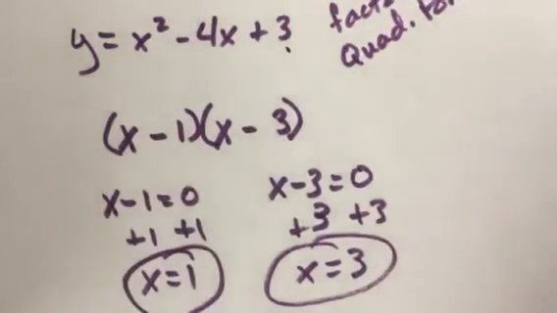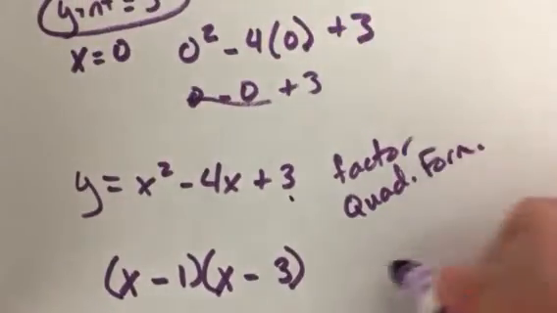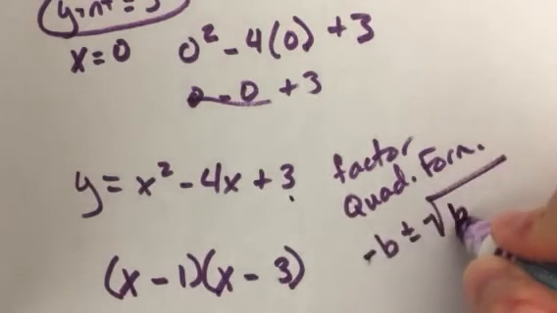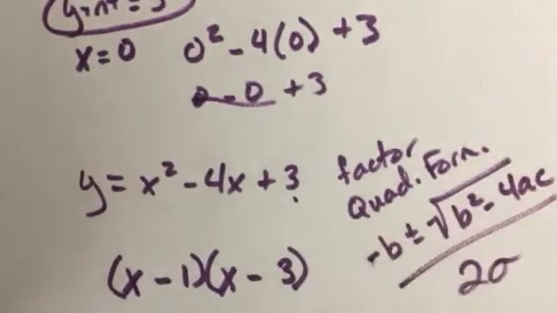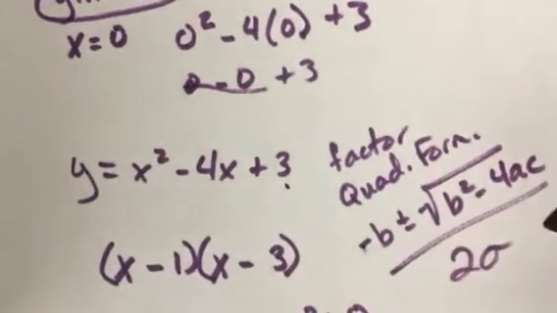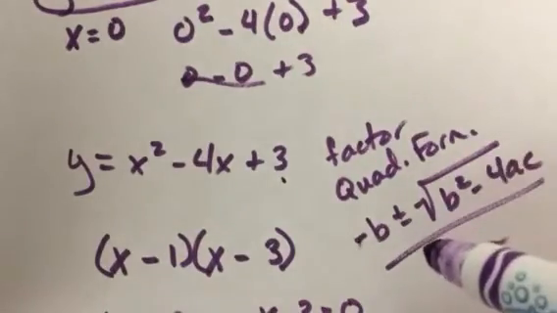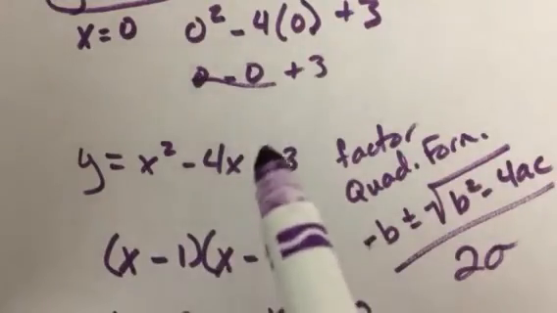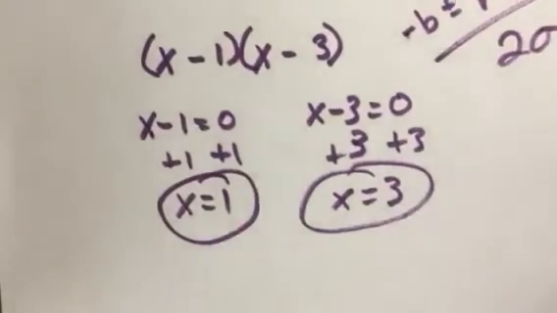Now if you used your quadratic formula, remember your song. Your quadratic formula is negative b plus or minus the square root of b squared minus 4ac all over 2a. So you can also use your quadratic formula. Your quadratic formula works every single time to find your x-intercepts. Factoring is for special cases. It doesn't work every time. You can get some pretty funky looking numbers there.